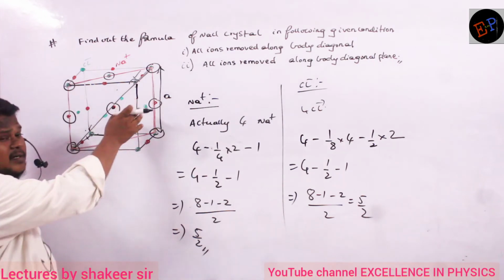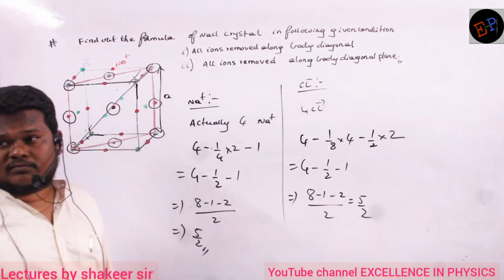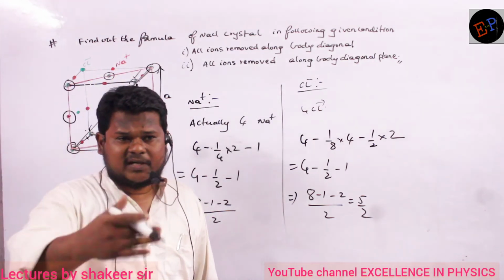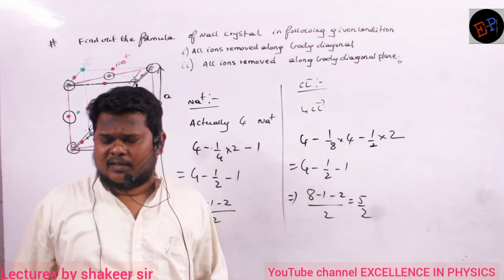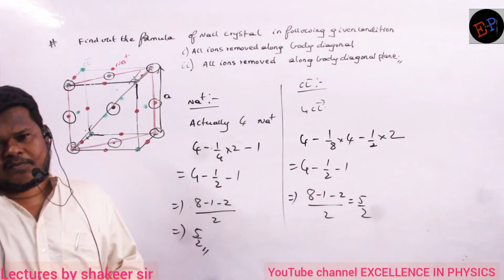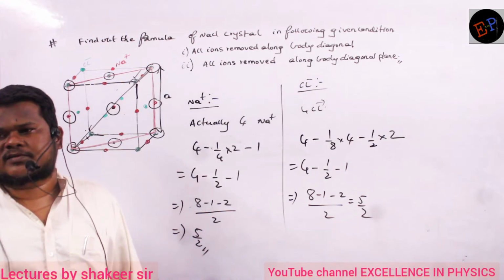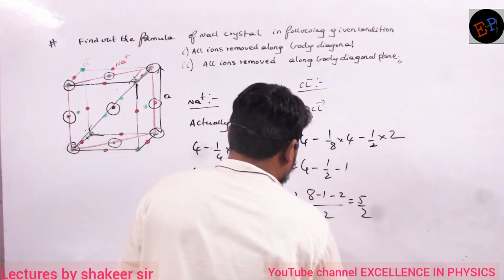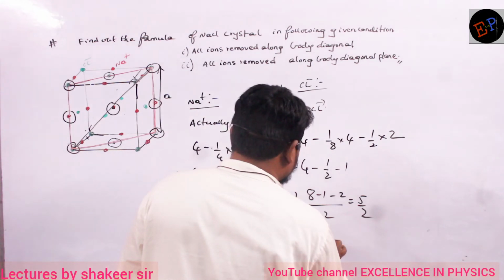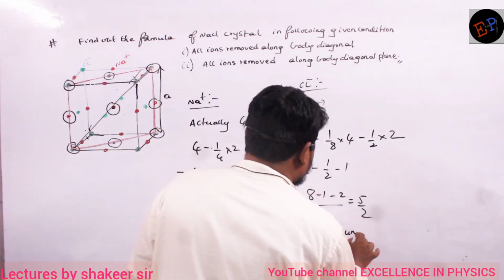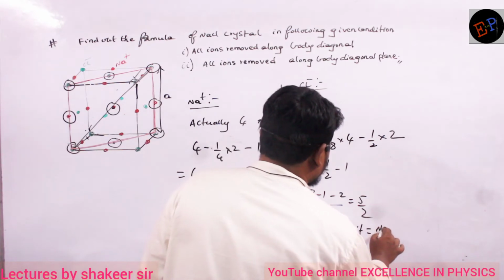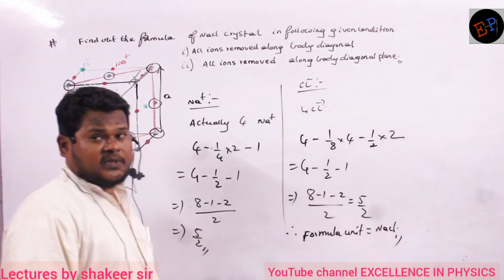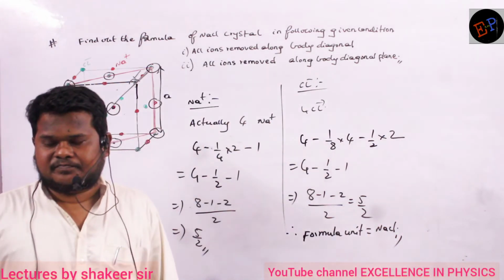This body diagonal is symmetrically cutting the unit cell, no? It cuts symmetrically, so definitely an equal number of Na+ and Cl- will cancel with each other. So therefore, the formula unit is how much? The formula unit is NaCl. That's it, because they are present in the ratio of 1:1.